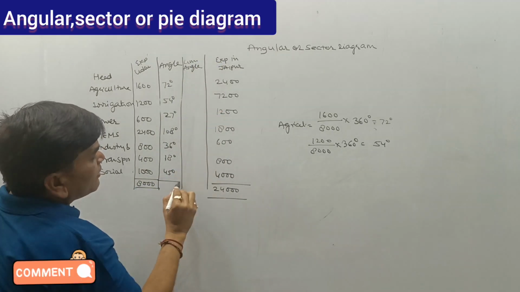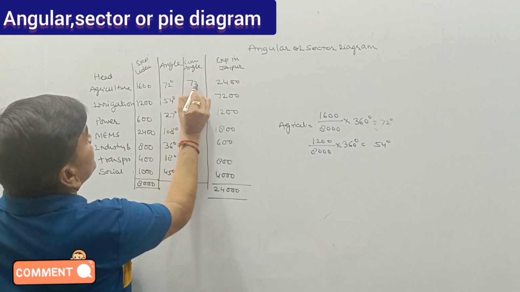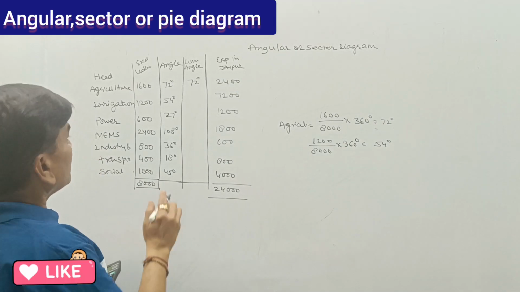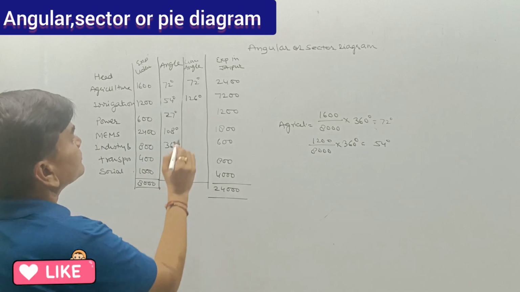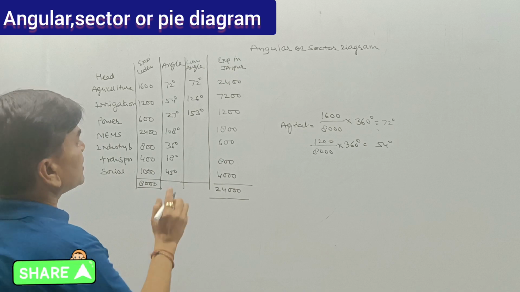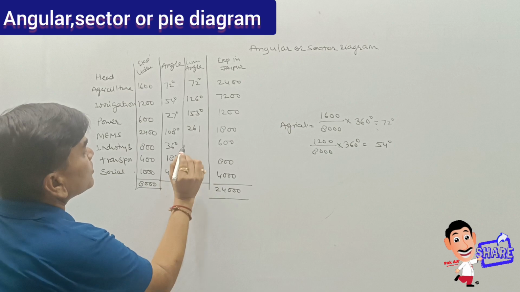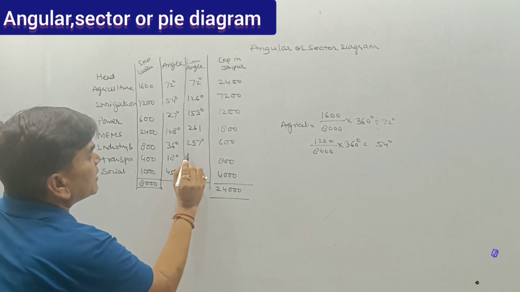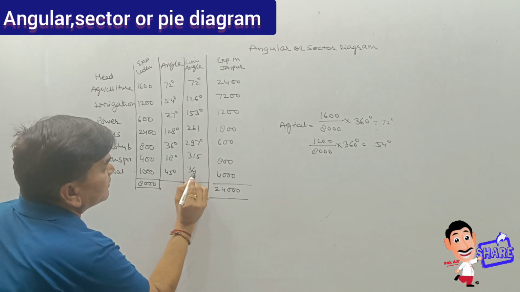So the cumulative angle will be: first 72 degrees. 72 plus 54 is 126 degrees. Then plus 27 degrees is 153 degrees. Plus 108 degrees is 261 degrees. Plus 36 degrees is 297 degrees. Plus 18 degrees is 315 degrees. Plus 45 is 360 degrees.